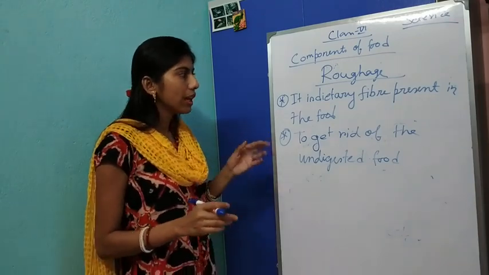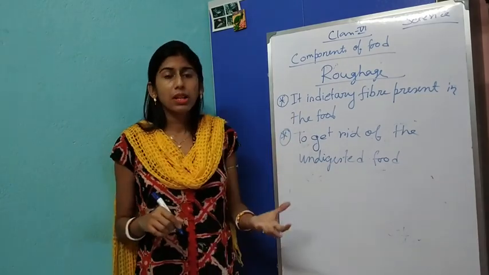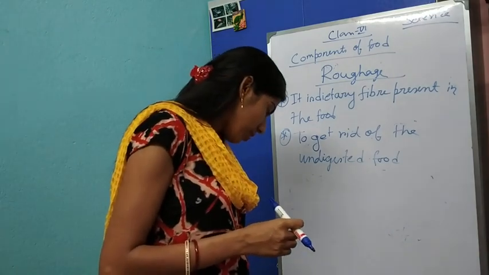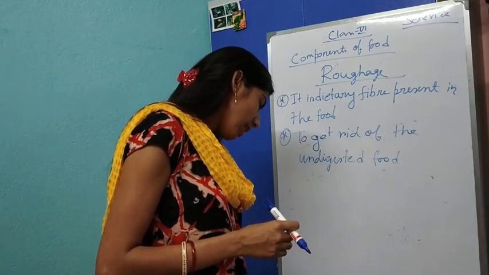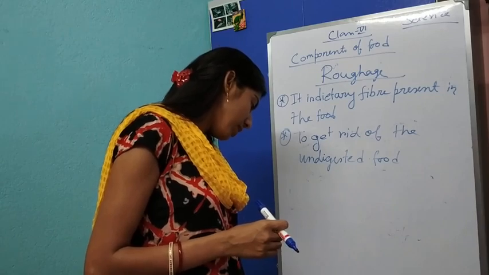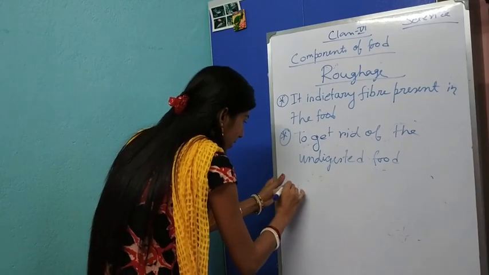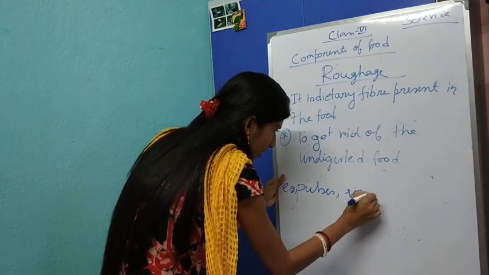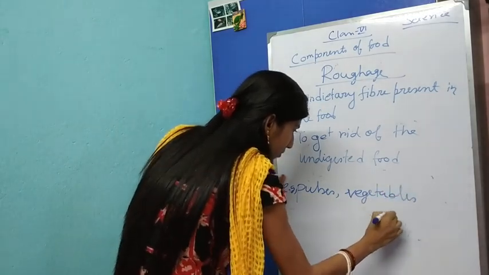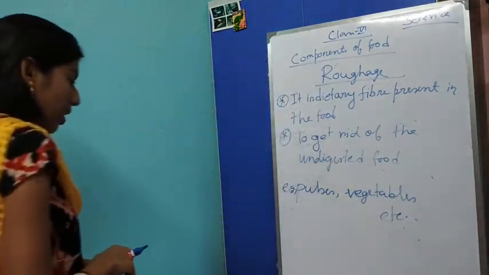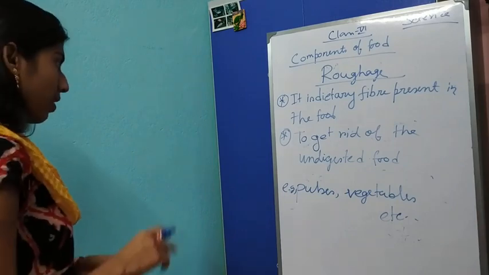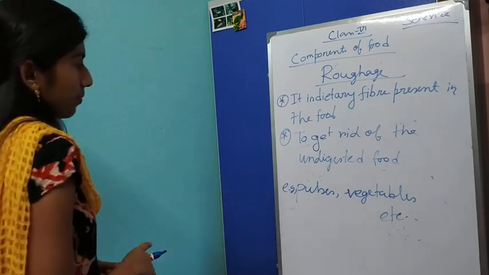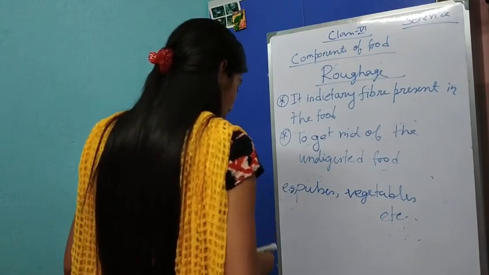So from where will we get this roughage? It is mainly found in vegetables. Okay, it is mainly found in green vegetables. Dietary fibers can be found in pulses, potato, fresh fruits and vegetables. So these are the main examples of roughage, which will help to get rid of the undigested food from the body.